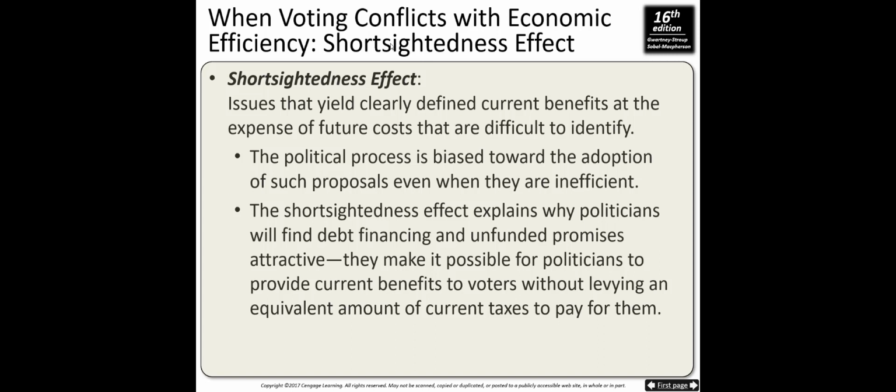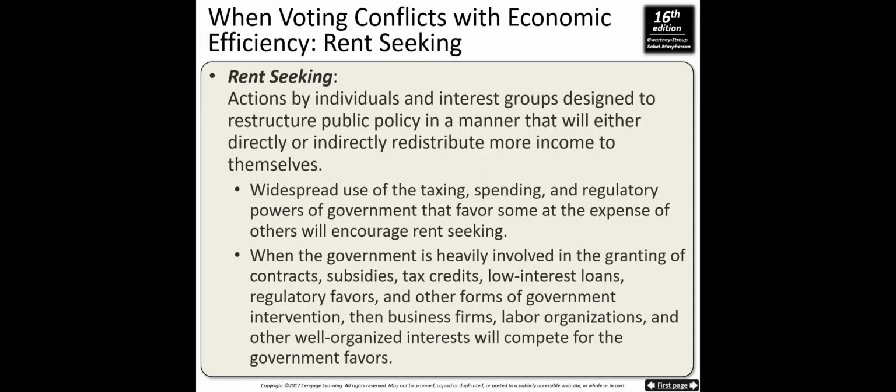So debt financing makes it possible for politicians to provide current benefits to voters without levying an equivalent amount of current taxes to pay for them. Another inefficiency is rent seeking: actions by individuals and interest groups designed to restructure public policy in a manner that will either directly or indirectly redistribute more income to themselves.